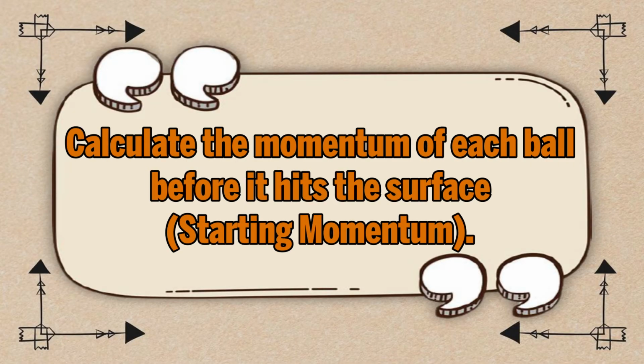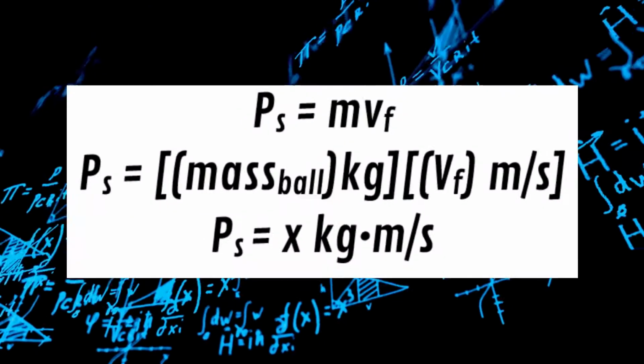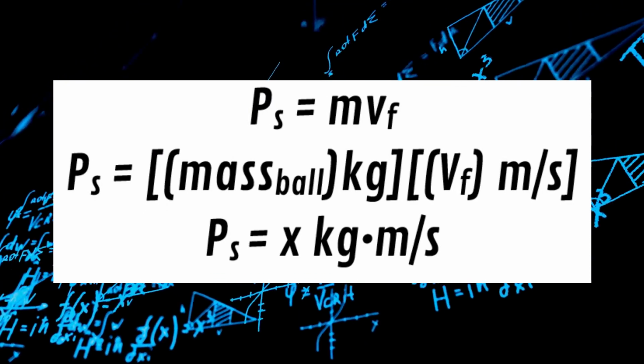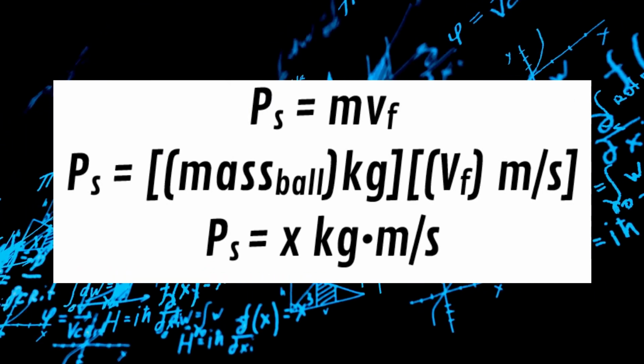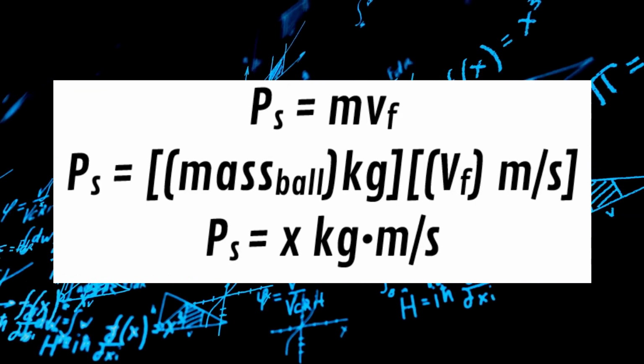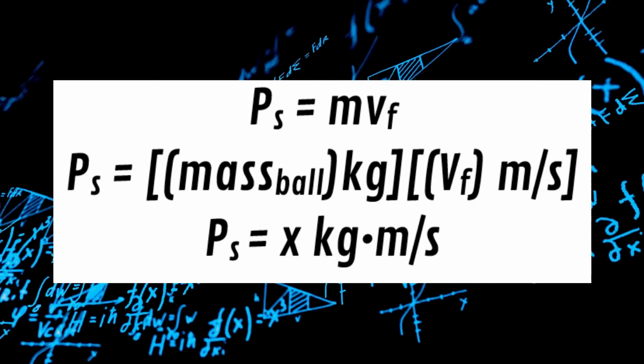In question number 4, we need to calculate the momentum of each ball before it hits the surface. The formula to be used must be starting momentum equals the mass times velocity. We must get the product of the mass of each ball and the starting velocity in order to find the starting momentum.